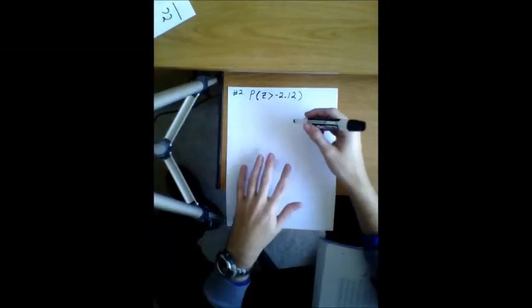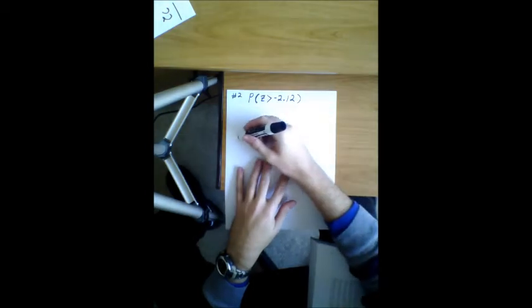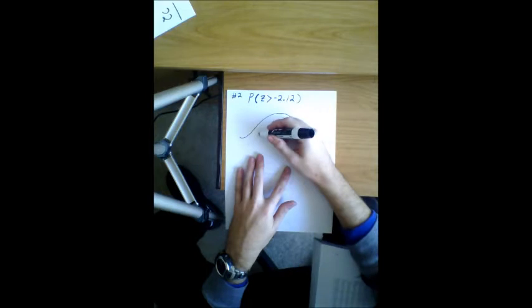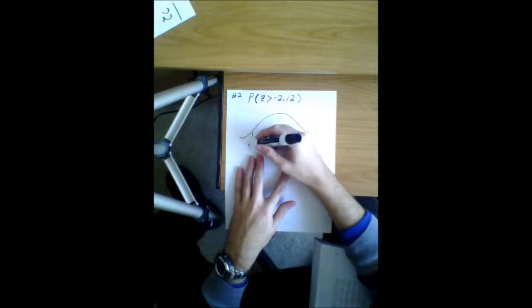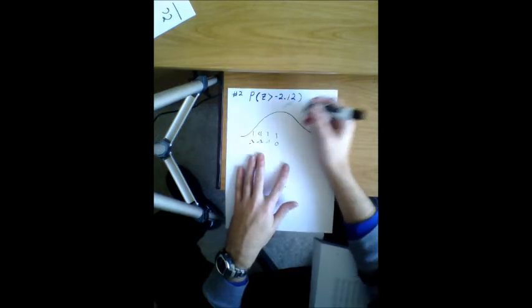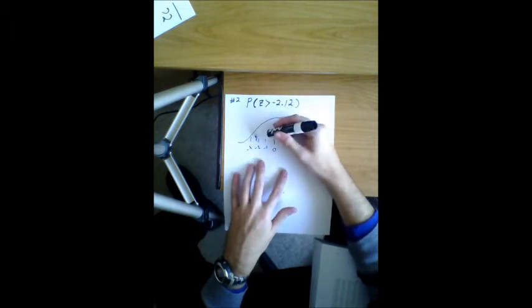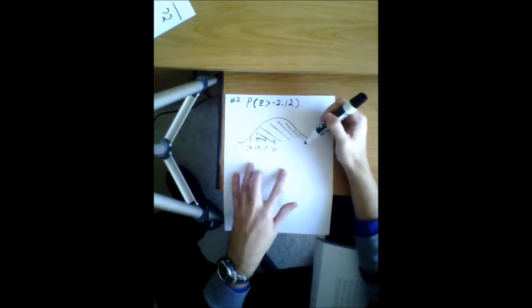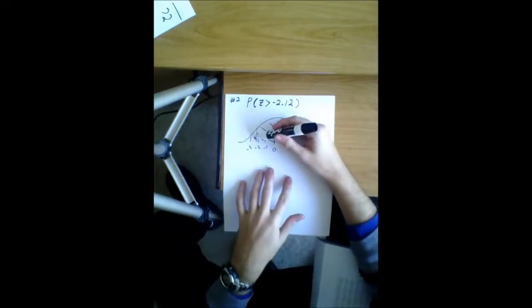This one is very similar to the first one. If I drew this out, standard normal curve here, 1, 2, 3, -1, -2, -3. Somewhere around here, we want the probability that's actually greater than this value, so we're indeed talking about this area. Now there's two ways to go about this.